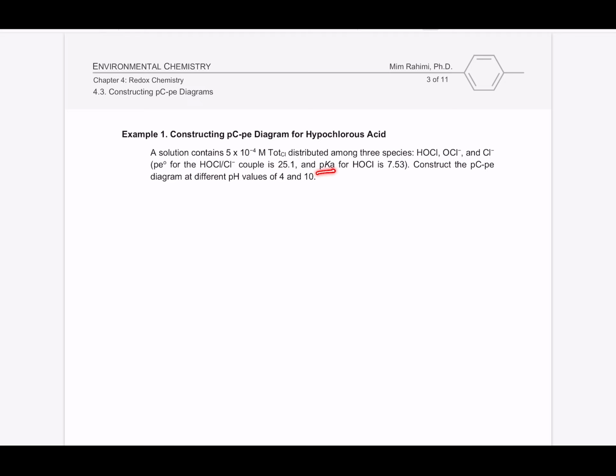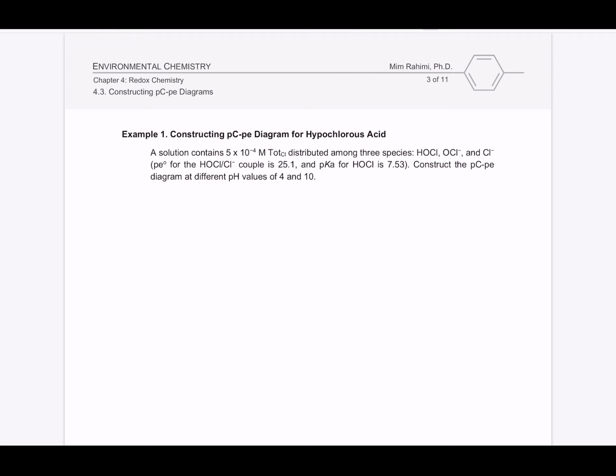And then we have pKa for HOCl. So out of these 3, which one is more involved in terms of reaction? Which one is the heart? Which participates in both acid-base and redox reactions? HOCl. So HOCl is basically the one species that could go either way. That could be a part of acid-base, could be consumed, or it could be a part of redox.